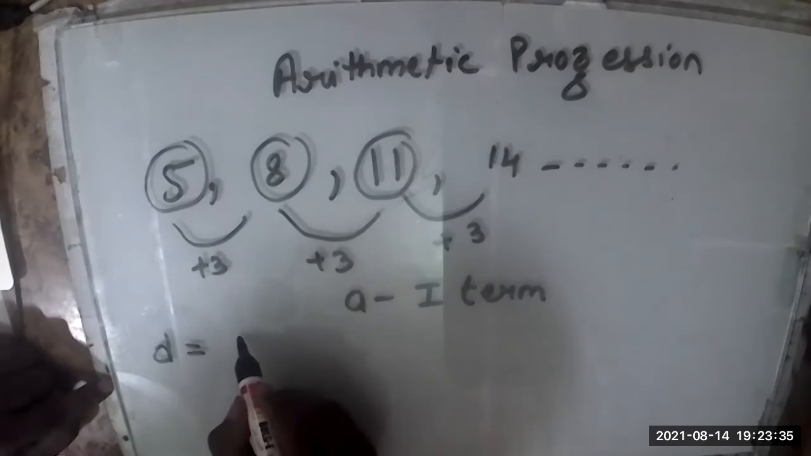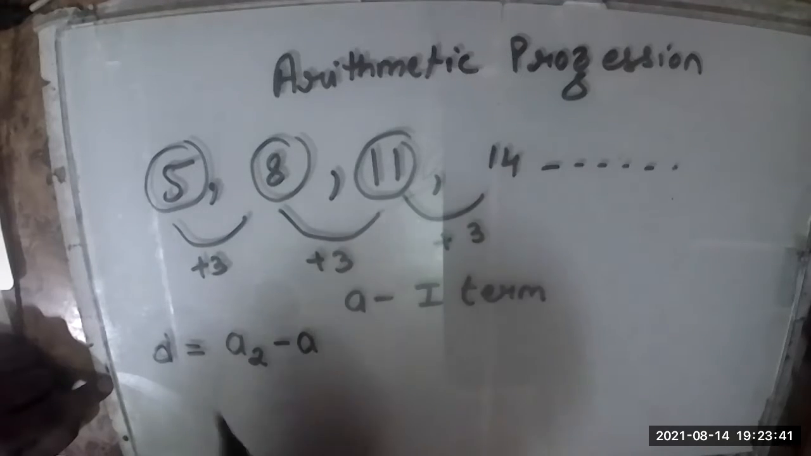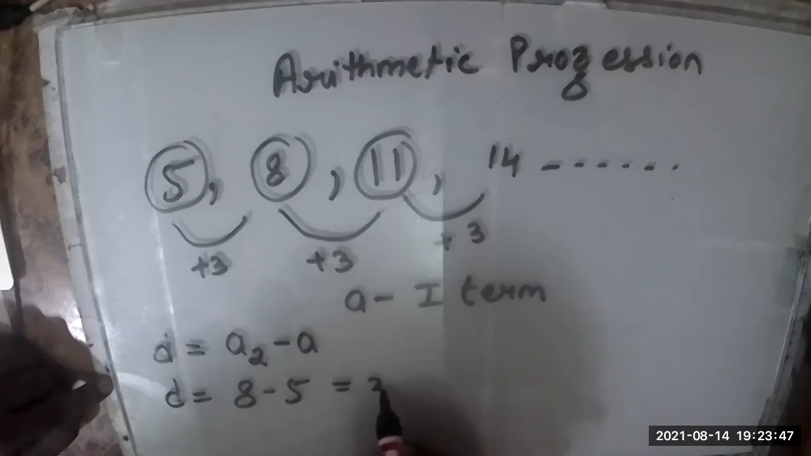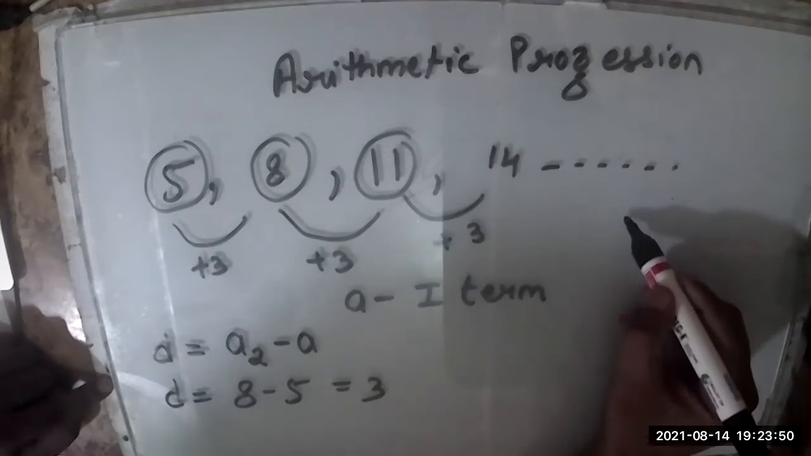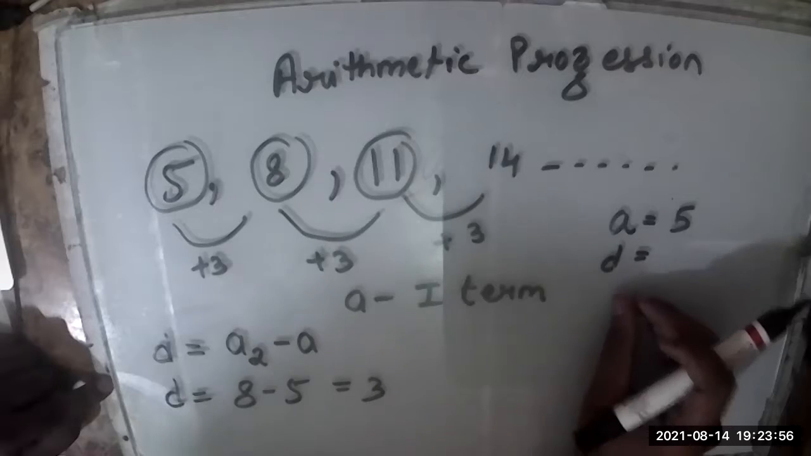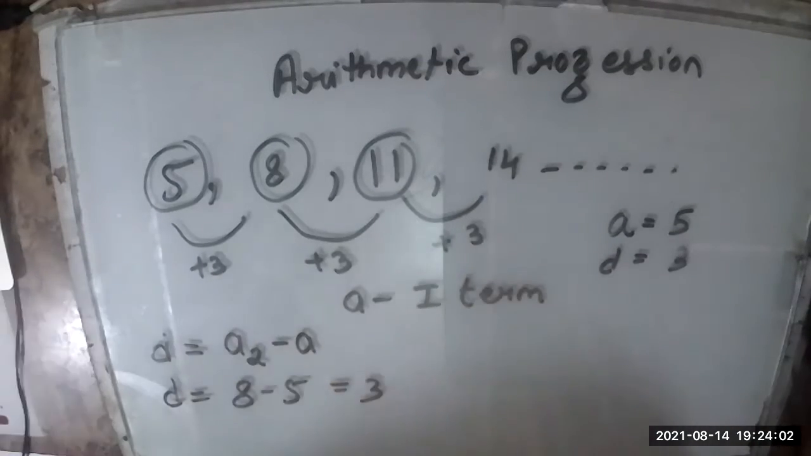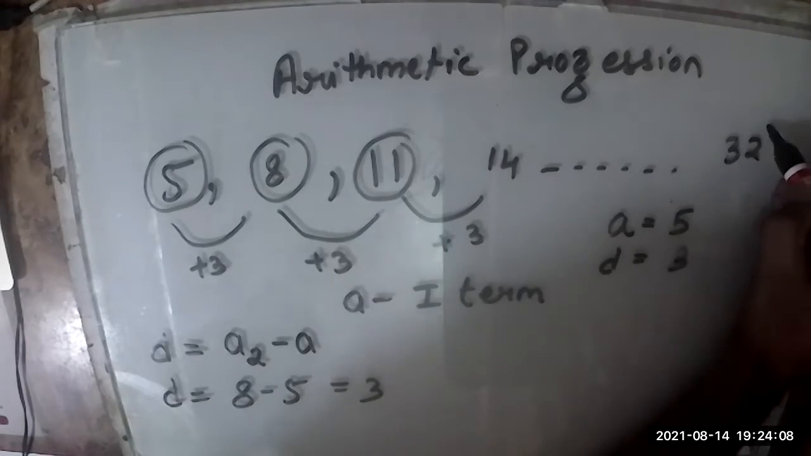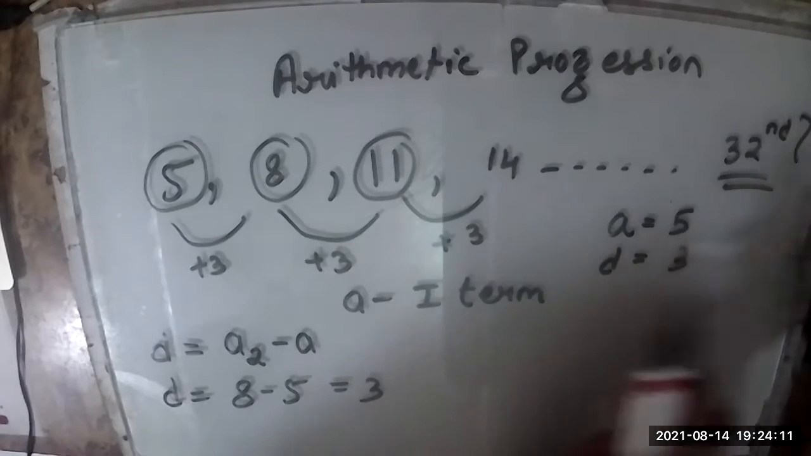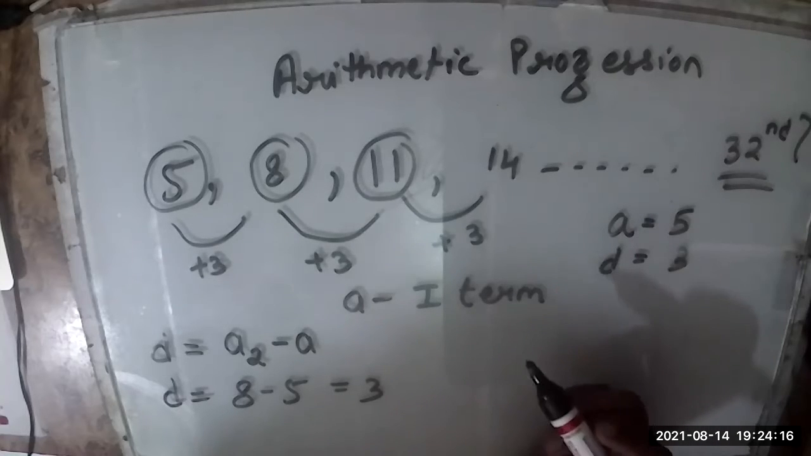For example, we'll subtract A1 from A2. So what is the common difference? Common difference is 8 minus 5, that is 3. For this series, the first term is 5. Common difference is represented by d. d is 3. And in this series, if I ask you which is the 32nd term, if you continue adding 3 to each term, it will take a lot of time to find the 32nd term.